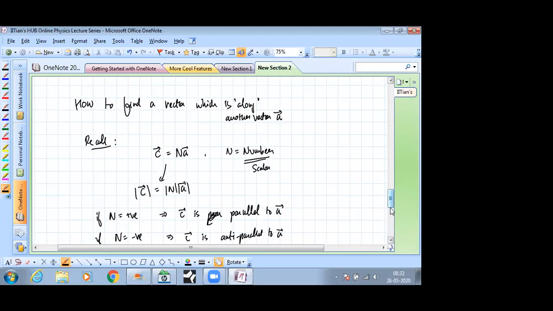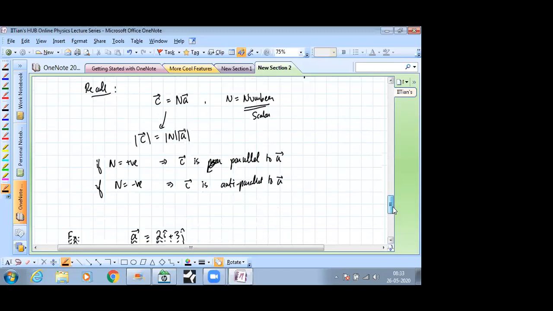How to find a vector which is along another vector. Along another vector means parallel to it. So for that we indirectly use this operation, which we discussed earlier: multiplication of a vector with a scalar quantity. If we multiply a vector A with a scalar quantity n, or a number n, then what happens? If n is positive, then the new vector becomes parallel to the original vector A. If n is negative, then it becomes anti-parallel. And also the magnitude of the new vector C becomes n times the magnitude of the vector A, or mod n times in case n is negative.